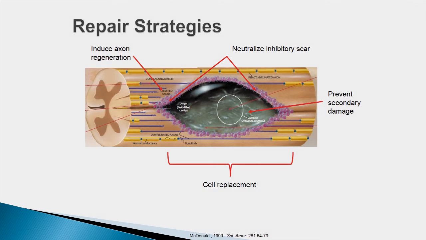And then finally, there are cell replacement repair strategies. And Schwann cells are one type of that cell replacement strategy. And the goal is to try to replace the cells that form myelin around the axons and to provide a repair component in that regard. So let me tell you a little bit more about Schwann cells.